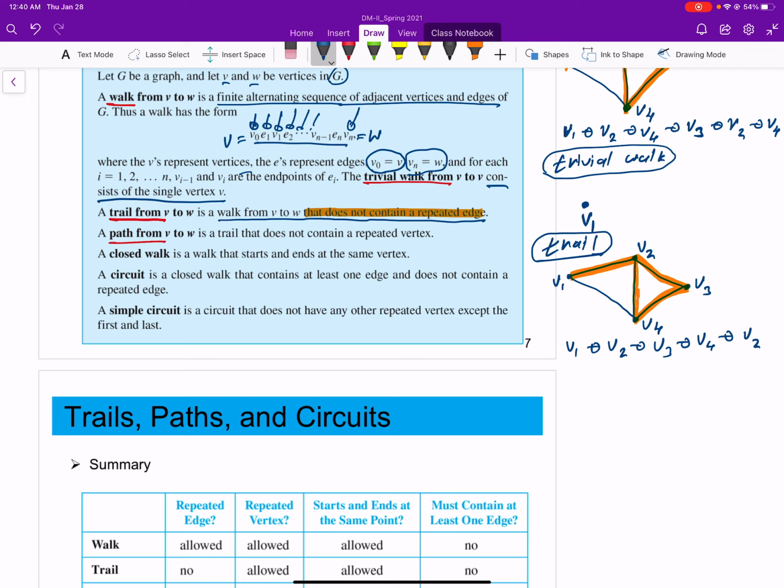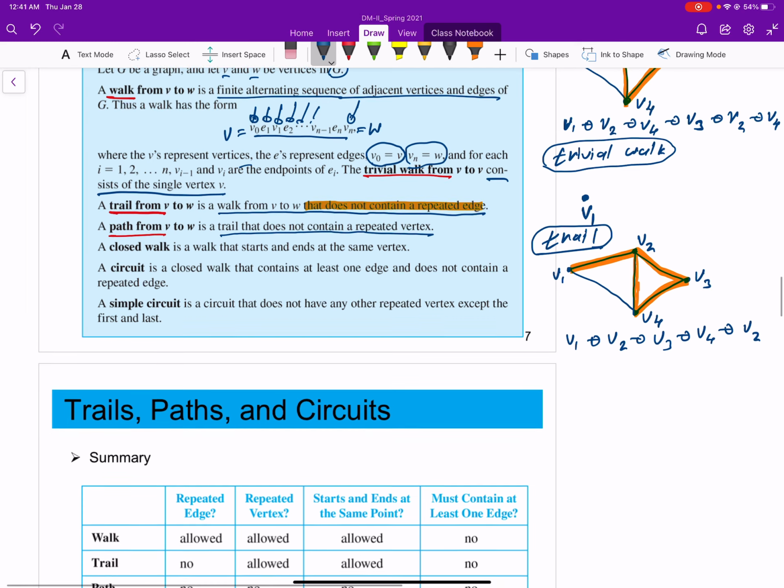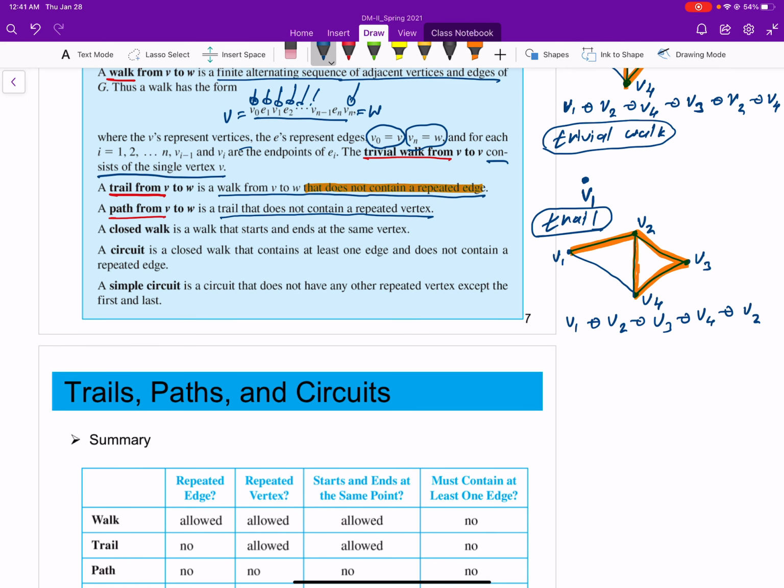All right. Path is a trail that does not contain repeated vertices. No, path has more restrictions. That means you can repeat vertices too. Not only edges, you can repeat vertices too. So let me draw that one here.